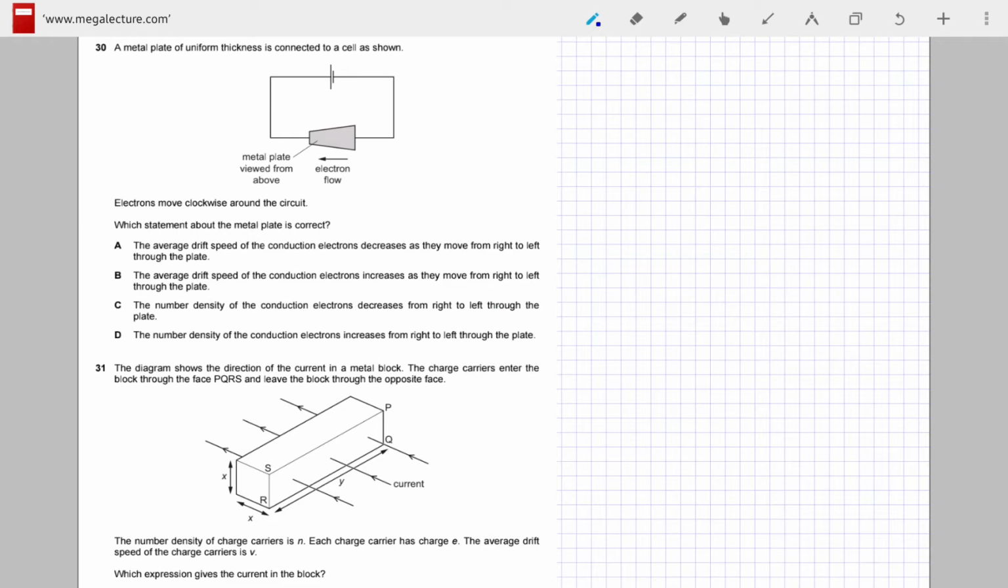So what that means is we have 4 options over here. The average drift speed of the conduction electrons decreases as they move. No, that's not true, right? As we discussed, the average drift speed of the conduction electrons increases as they move from right to left through the plate. So this is true, right? So the correct option is option number B.